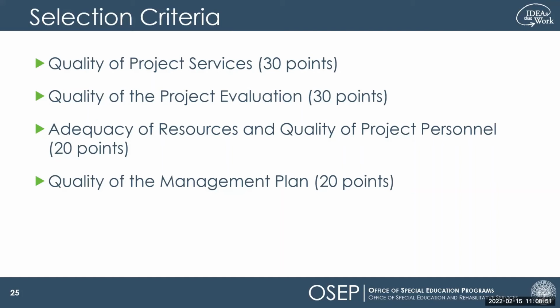As part of the process of making funding recommendations, external reviewers will judge and score the quality of the application using selection criteria for each section of the narrative. Each application can receive up to a total of 100 points, with the quality of project services and quality of project evaluation sections earning up to 30 points, and adequacy of resources and quality of project personnel and quality of management plan sections earning up to 20 points each. The application package contains information on the sub-criteria within each selection criteria, and applicants are strongly encouraged to read these carefully when preparing the application narrative.